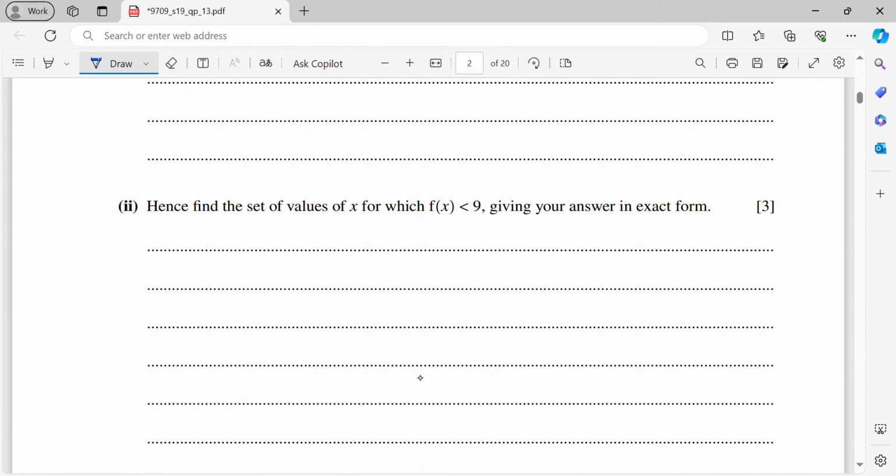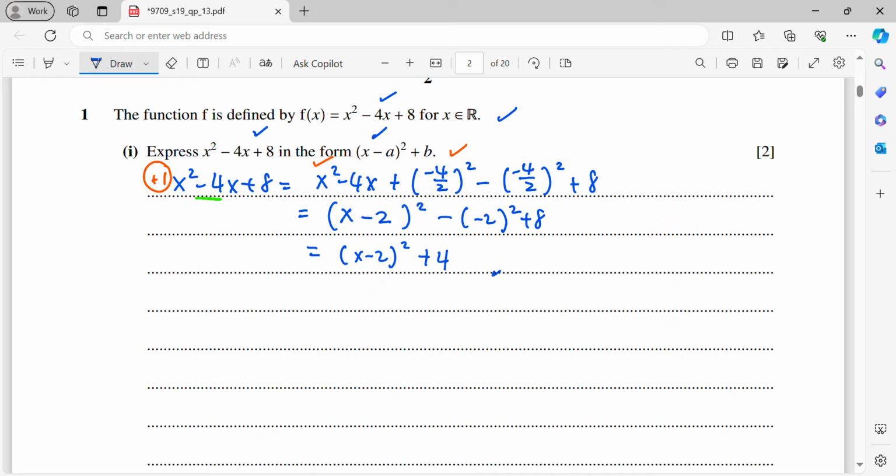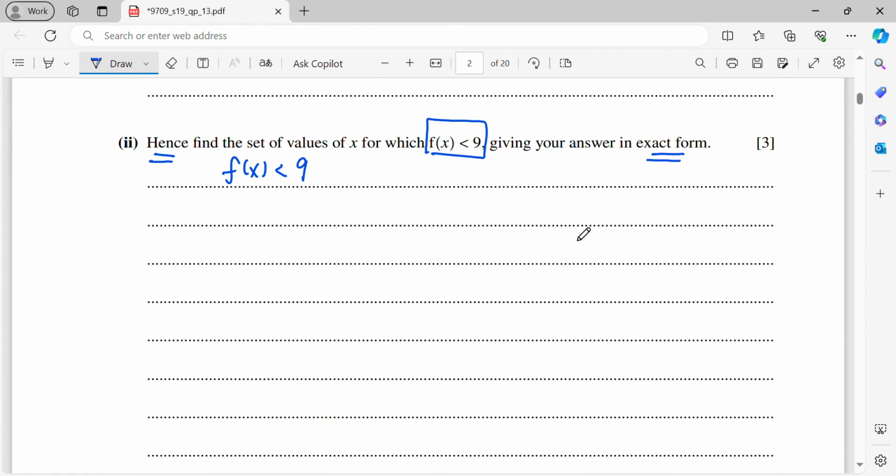Now second part. Hence means use the previous answer. Find the set of x values for which f(x) is less than 9, giving your answer in exact form. Exact form means no decimal. So now I will write f(x) less than 9, and this is the f(x), right? So I will just copy down this: (x minus 2) squared plus 4 less than 9.